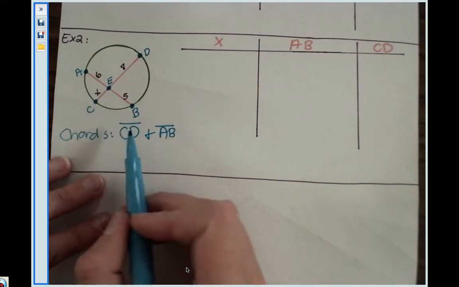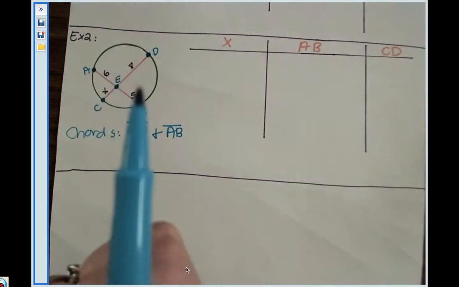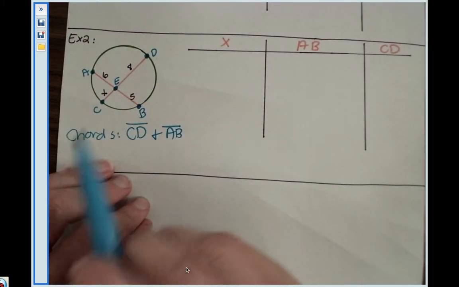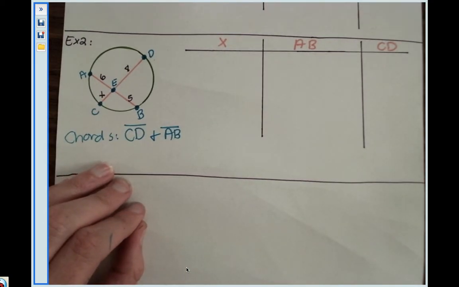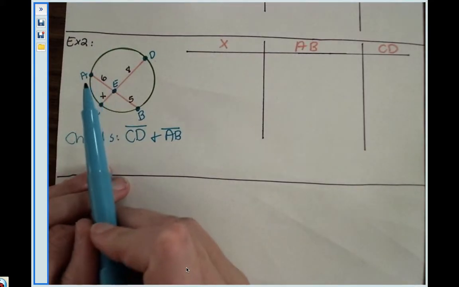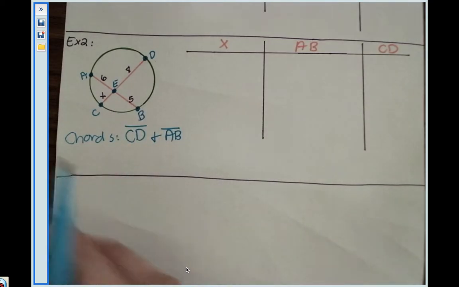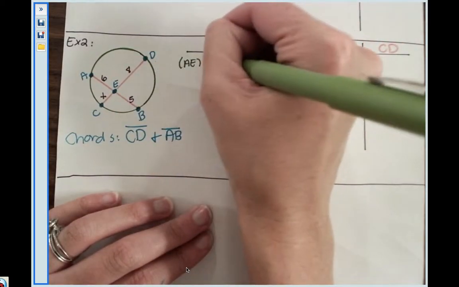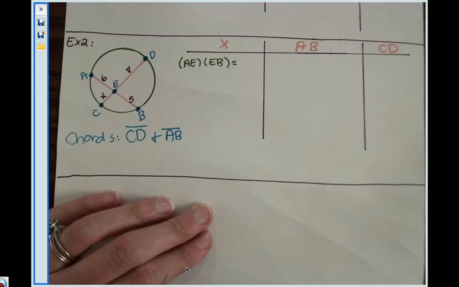All right, so I need to find which two segments make up chord AB. So if I multiply those together, it will equal the two segments multiplied together of my other chord. So AB, which two segments make up AB? Yes, my brilliant students, they are AE and EB. So I'm going to multiply AE times EB. Okay, and that should equal my other two segments on the other chord multiplied together.